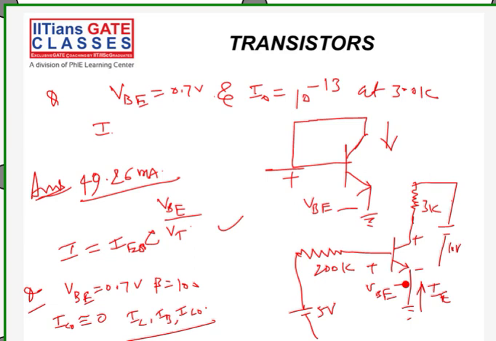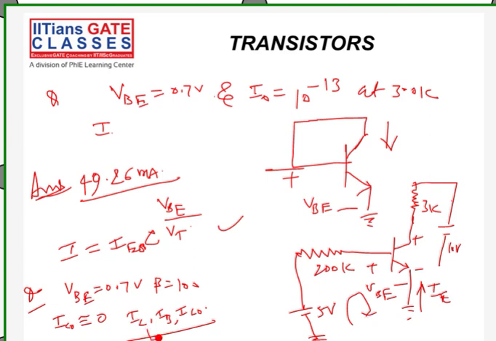So you just apply KCL in the outer circuit, you will get the answer. KVL in the outer circuit, or in the input circuit, we can apply KVL here. This is 5 volt. So minus 5, and then plus 200k into IB plus VBE here. So all the values we keep, we'll get the correct answer for this question. So you could try this question by yourself, and I'll be giving its answers.